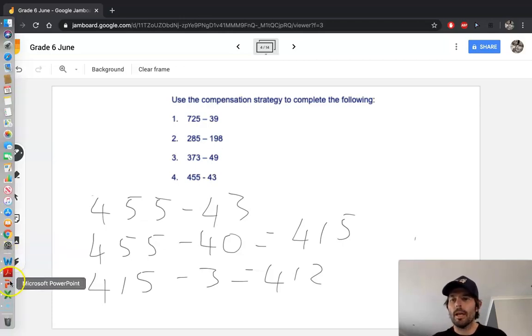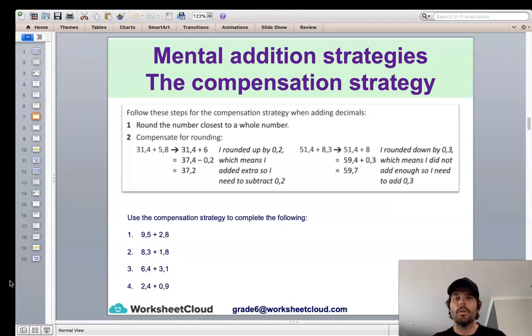Okay, let's have a look at how the compensation method works with decimals. In the example, you can see that we round the decimal to the nearest whole number. So for 31,4 plus 5,8, we've gone 31,4 plus 6. So we've given 5,8 an extra 2/10. We've now added 31,4 plus 6, a decimal and a whole number, which is a lot easier than 2 decimals being added together. And then we've just got to recognize that we've got to take those 2/10, which is 0,2, off to get your final answer of 37,2.